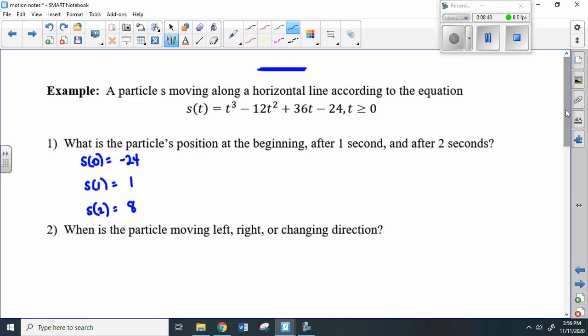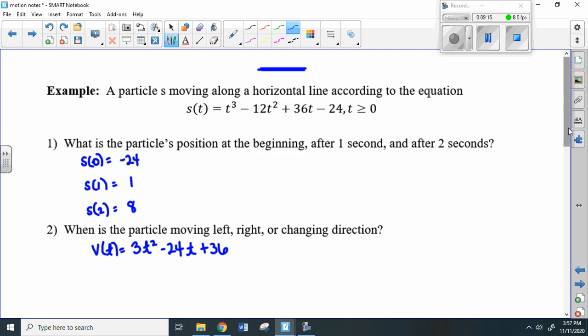Well, if you were taking notes a minute ago, we said that the sign of velocity determines direction. The sign of velocity determines direction. So that means I need velocity. So I'm going to take the derivative. A couple power rules here. Okay, so there's my derivative. And then I need to figure out how to get its signs.